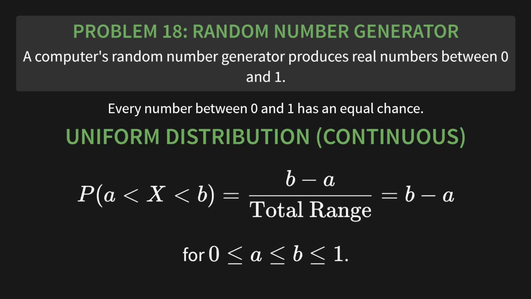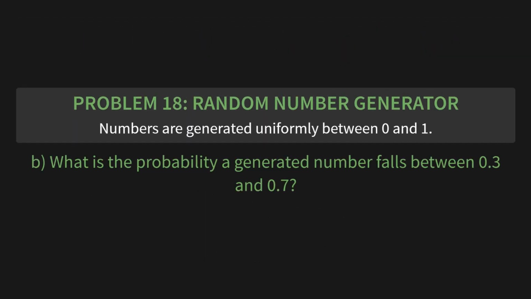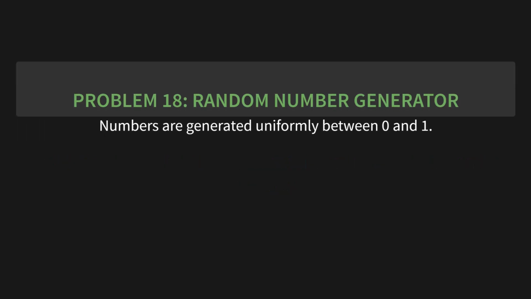The probability that our number x falls between some value a and b is just b minus a for any valid interval between 0 and 1. It's beautifully simple. Which brings us to part B. Numbers are generated uniformly between 0 and 1. What's the probability a generated number falls between 0.3 and 0.7?